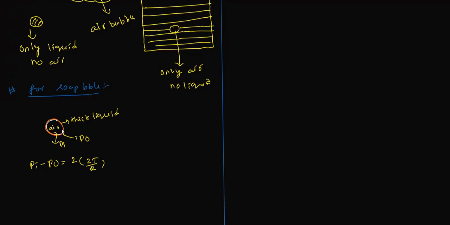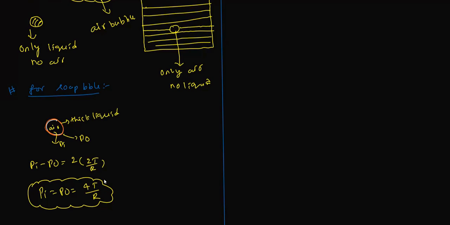Why? Because there are two layers. One is the inside air layer, and the outside is the thick liquid layer, which we discussed. We are able to observe it here. That's why 2 into 2T by R. So Pi minus P naught equals 4T by R, where R is the radius of curvature of the liquid bowl. Observe clearly: for a liquid drop or an air bubble, you get 2T by R. For a soap bubble, you get 4T by R.